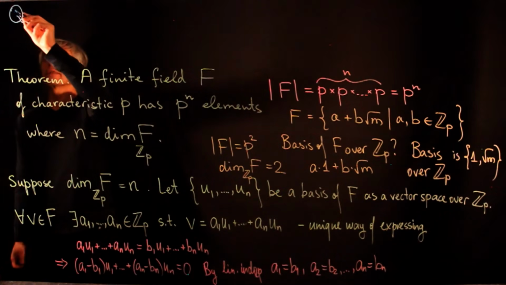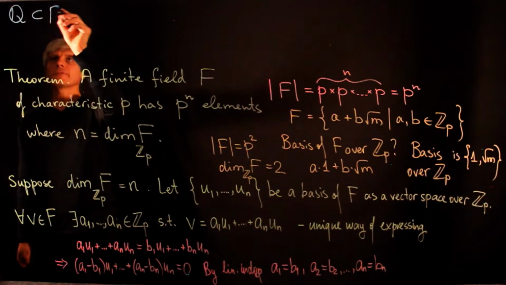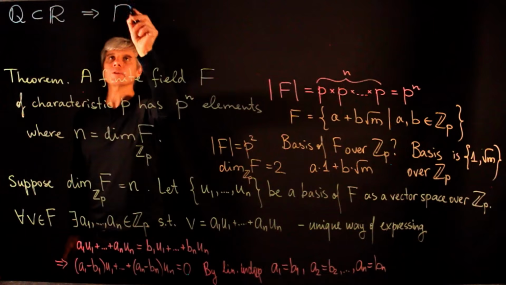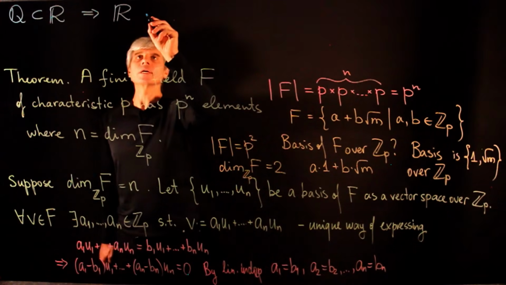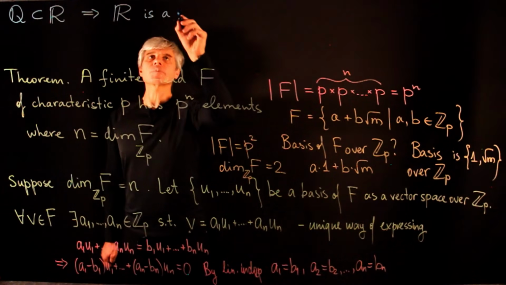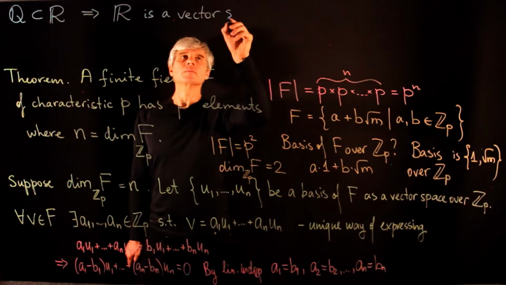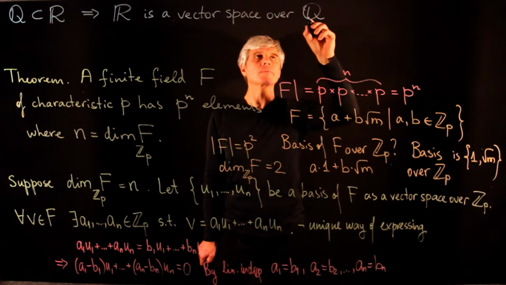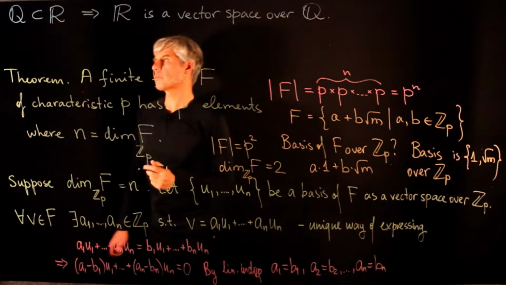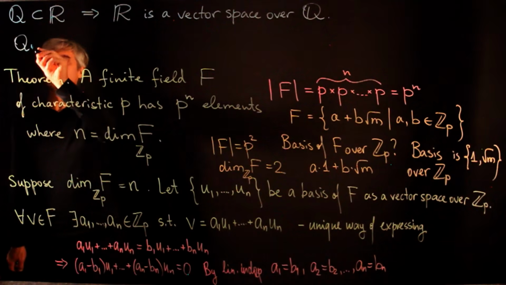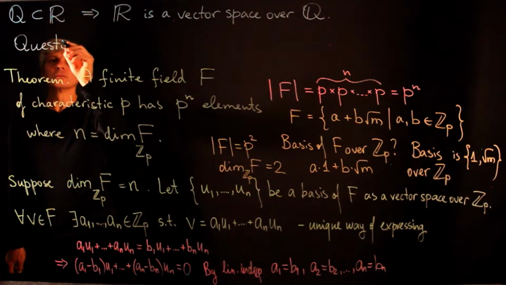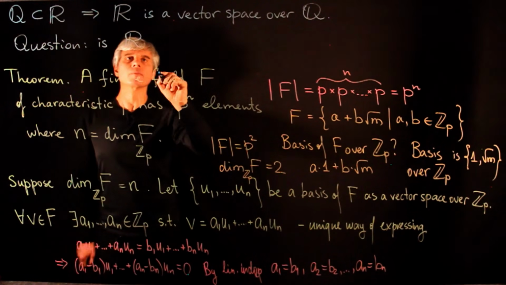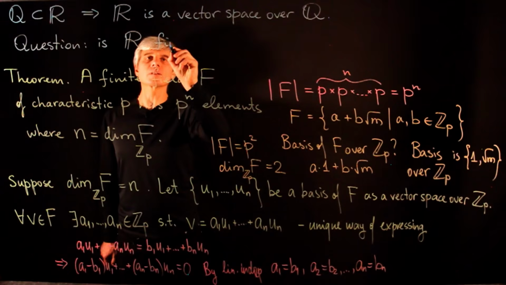We know that the field of rational numbers is a subfield of the field of real numbers. So this tells us that the field of real numbers can be viewed as a vector space over the field of rational numbers. So now this raises a question: is R finite dimensional?